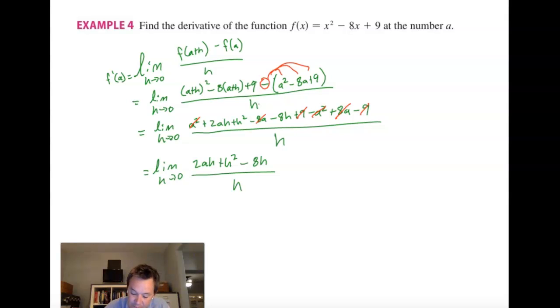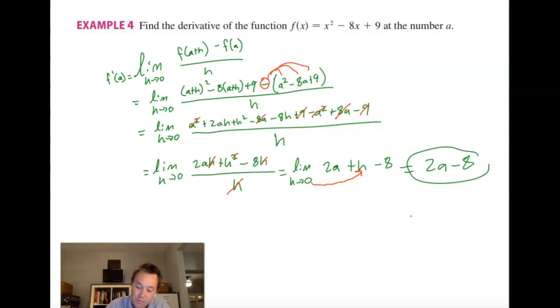all over h. Well, once again, all the terms left over in the numerator have at least one factor of h in them, so I can divide out that h. Limit as h approaches 0 of 2a plus h minus 8. Now we're ready to do direct substitution, and we're left with 2a minus 8. So what does this tell us? Our derivative at any point a is 2a minus 8.